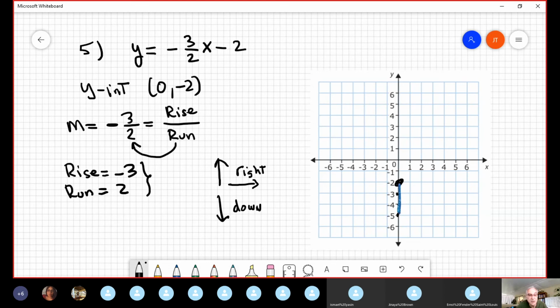I like green. Let me see. This is green, no? Green pen. 2 units in that direction. This is run. And this is my last point, que es the point (2, -5), no? And this point was (0, -2), no? It was the y-intercept.